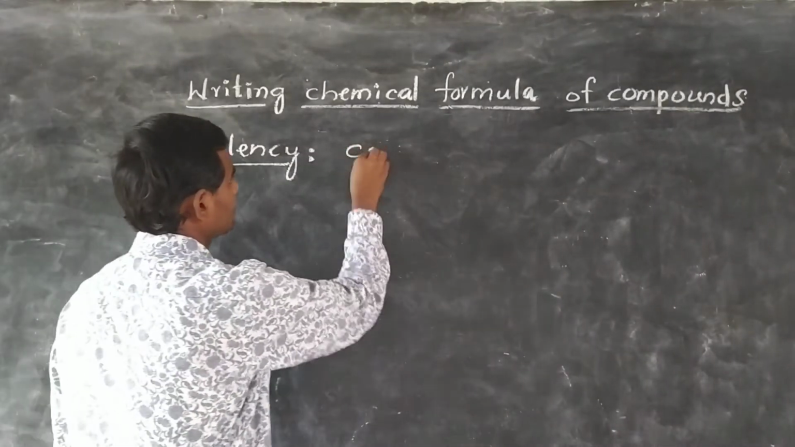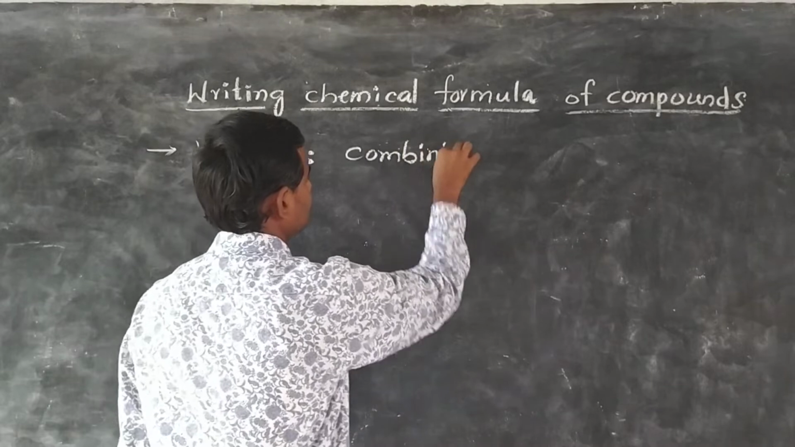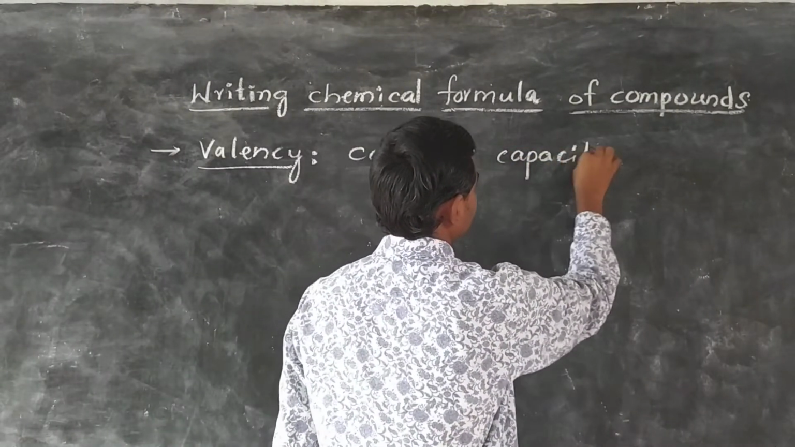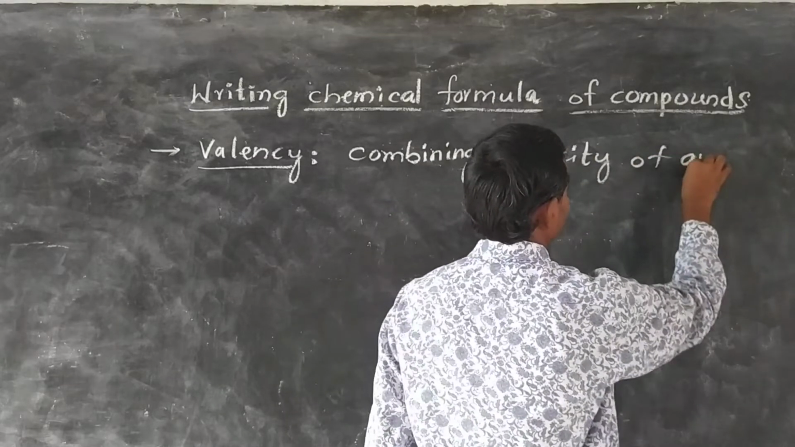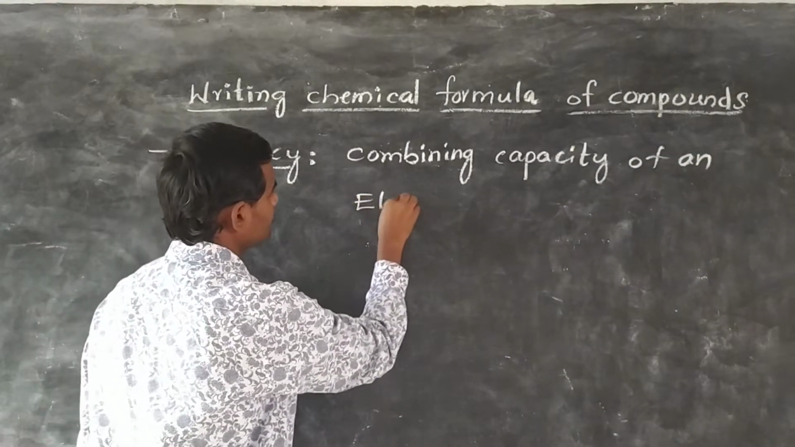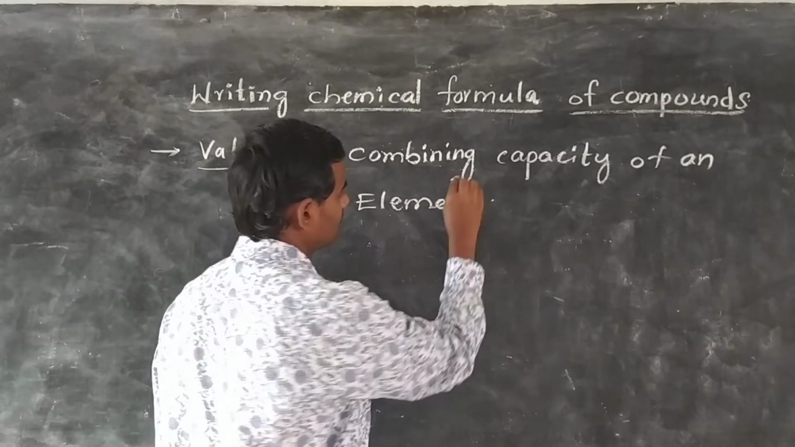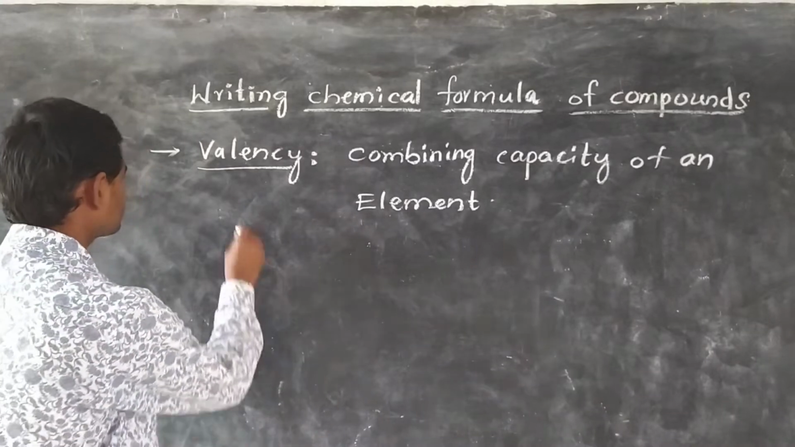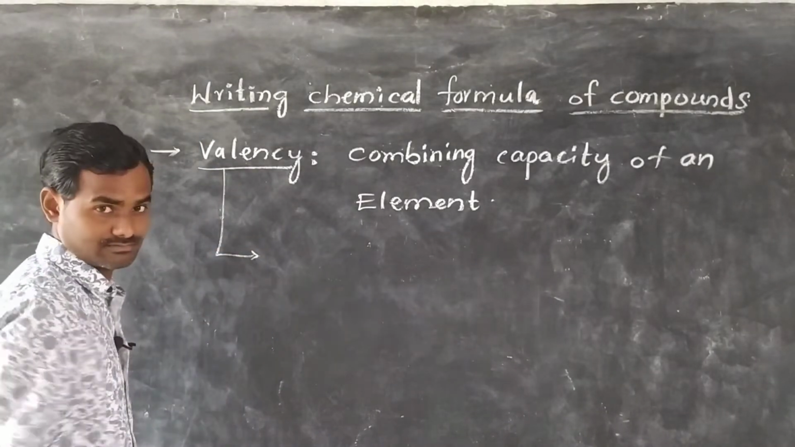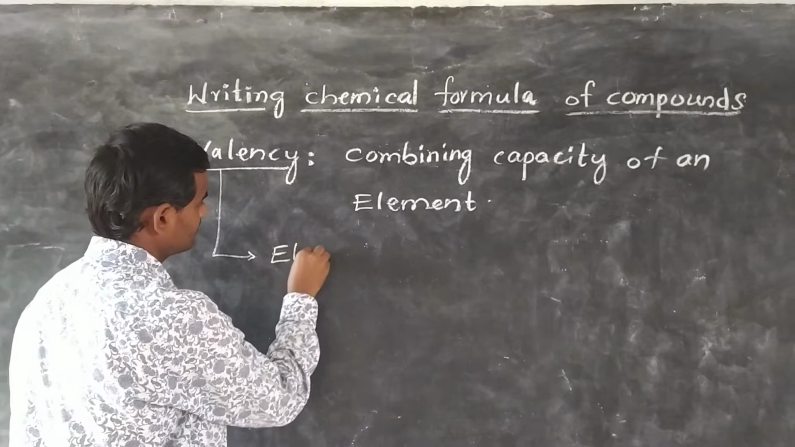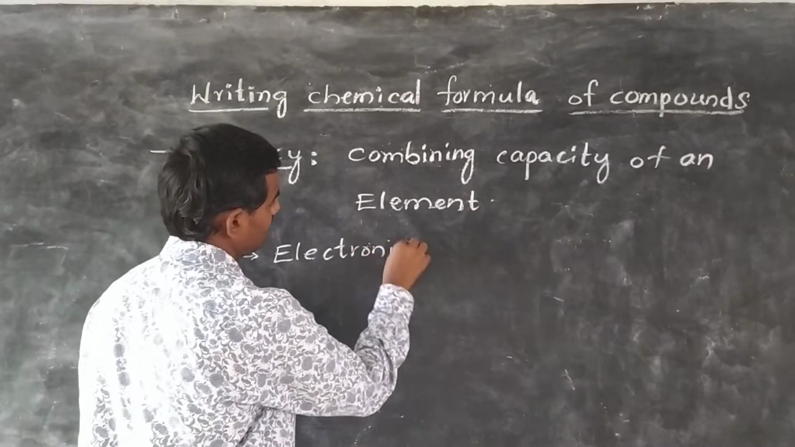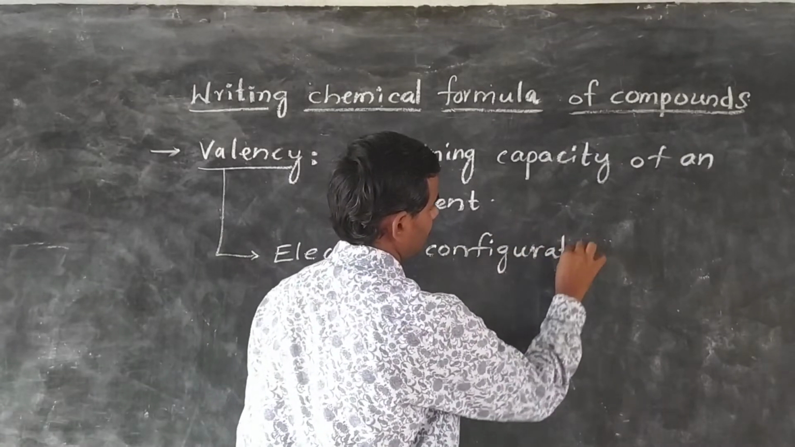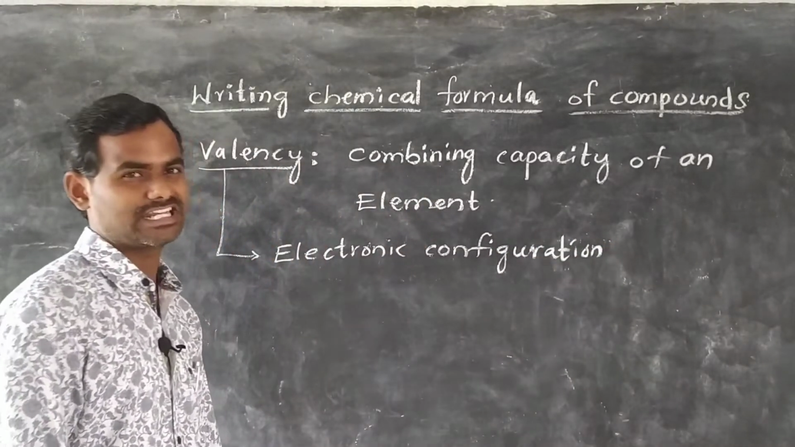Valency means it is a combining capacity. In simple terms, we can say that the combining capacity of any element is called valency. So now we will see how to write valency. This valency we will write based on the electronic configuration. Based on electronic configuration, we will know the valency of any element.